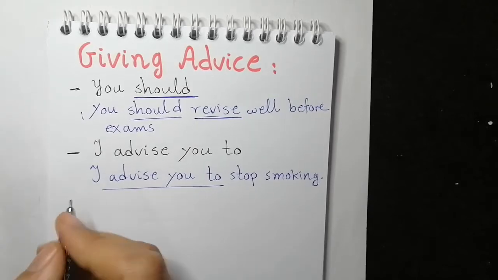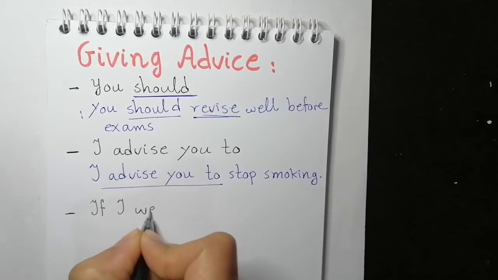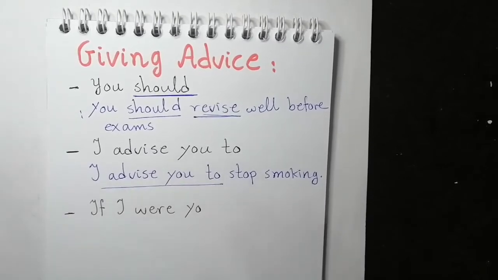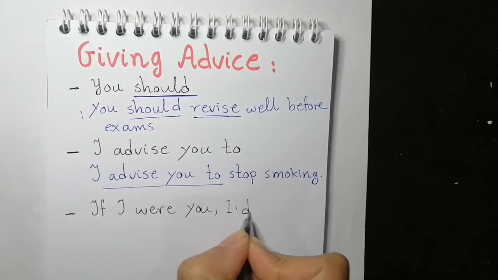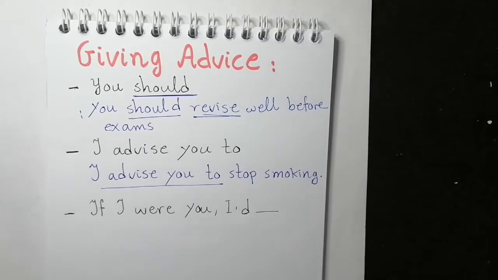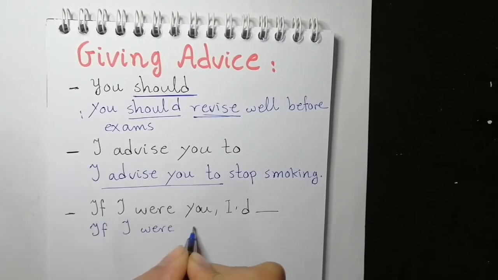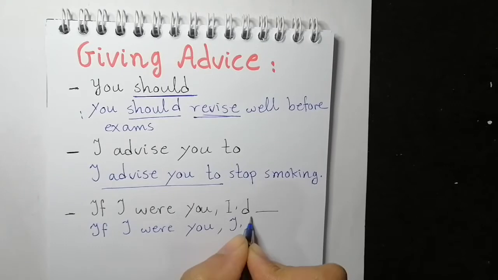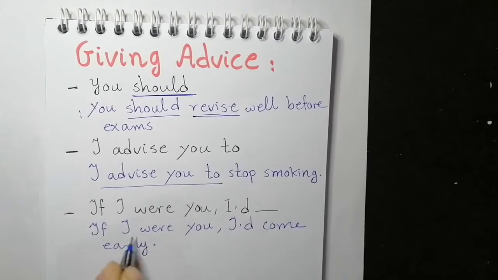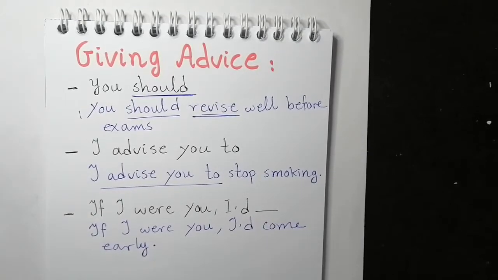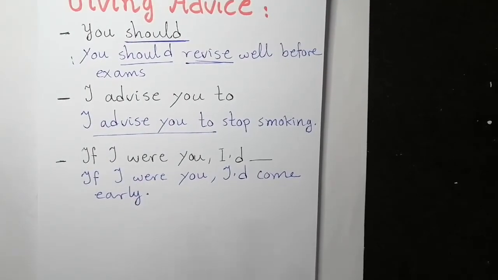Okay? The third way we can give advice is: if I were you. Like, if I were in your place, I would do something. If I were you, I'd come early. If I were you, I would come early. If I were you, I would stop smoking. If I were you, I would revise for my exams.